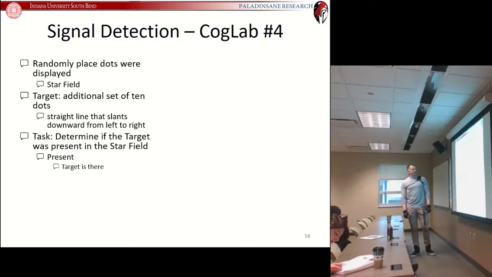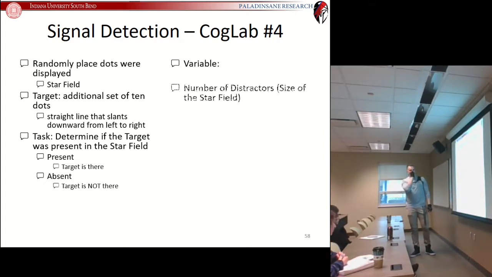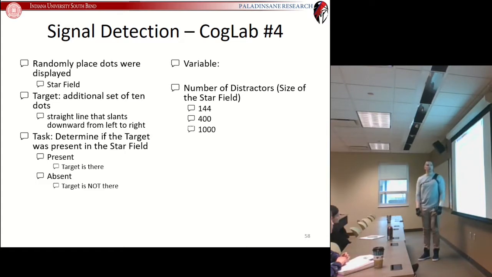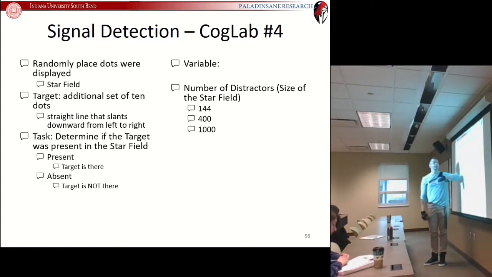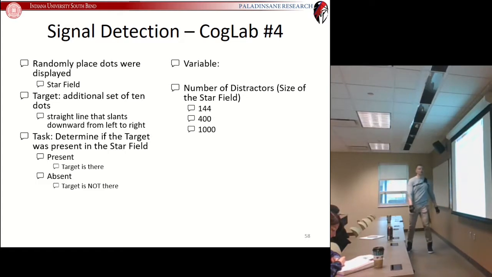So present, target is there; absent, target is not there. And the variable was the number of distractors, that is the size of the star field, and there were either 144 distractors, 400 distractors, or 1,000 distractors. So you have to find 10 dots within 144 dots, 400 dots, or 1,000 dots. Find those dots all in a row.